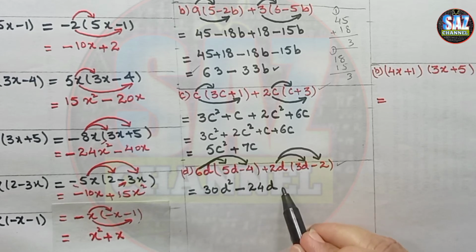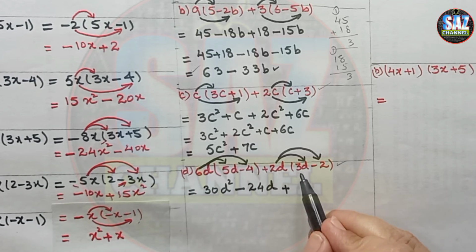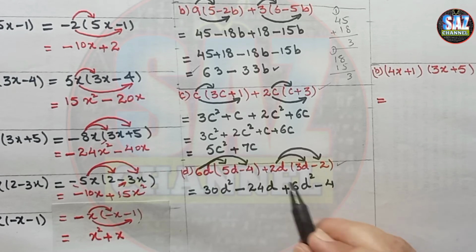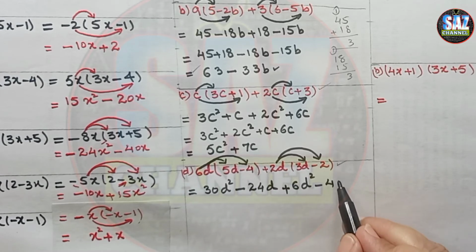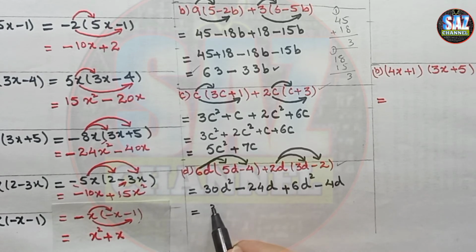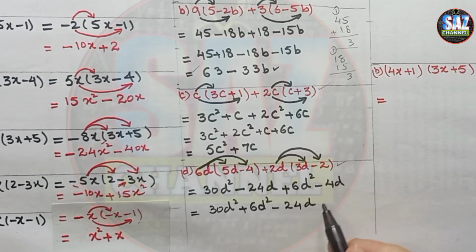Coming to the second part of the question, when 2 is multiplied by 3, this becomes 6, and D multiplied by D is D square, and minus 2 times 2 is 4 and D. Now it's time to write down the like terms together: 30D square plus 6D square and minus 24D and minus 4D.